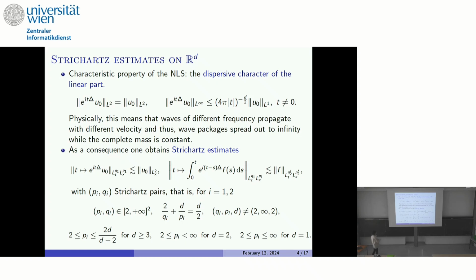You have decay in time, which is polynomial. And from these dispersive estimates, you can prove the so-called Strichartz estimates, which are a crucial ingredient if you want to work with the nonlinear Schrödinger equation. The Strichartz estimates encode the regularizing effect of the group associated to the linear part of the equation, and you see this regularizing effect, for instance, in the first estimate here.